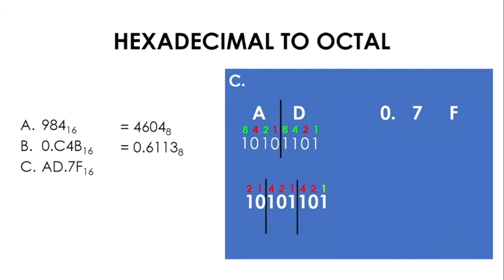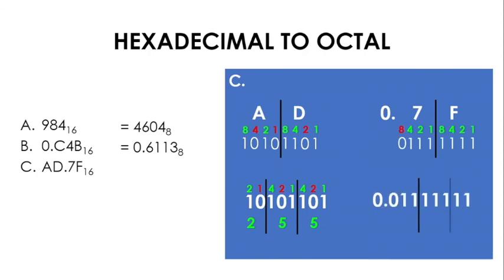For the last example, we'll just have to combine the previous processes we did in the last two examples. So for the whole number part as well as the fractional part of the hexadecimal number, we have to first convert it into binary, and we will take the binary and convert it into octal. So the octal equivalent of AD.7F hexadecimal is 255.376 octal.